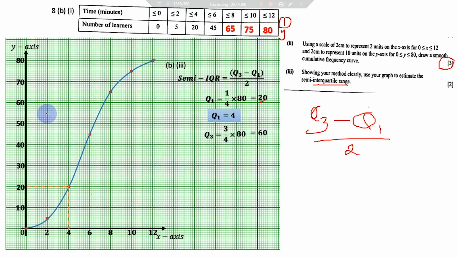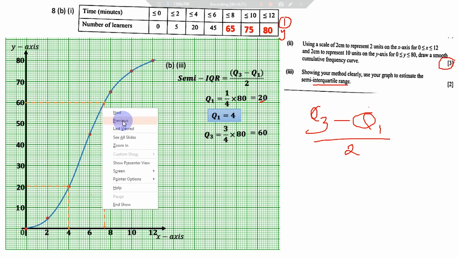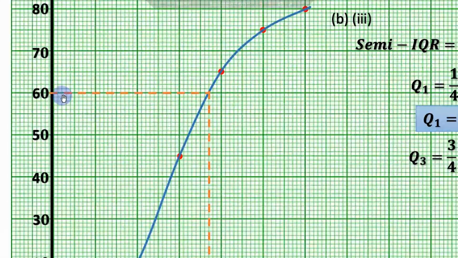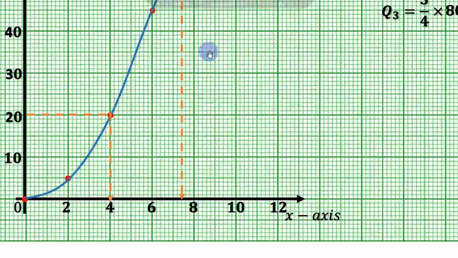Again, do the same. Go to 60 on the Y values. Draw a dotted line to the curve. I'm still using the orange line. When you reach the curve, you drop down. Your line should look like this: a dotted line from 60 to the curve, and once you reach the curve, you drop down. So our answer is down here.